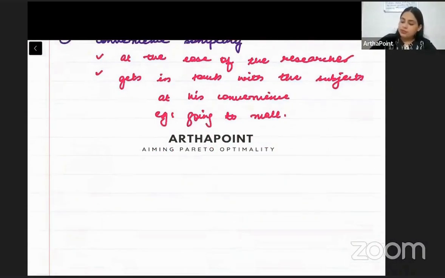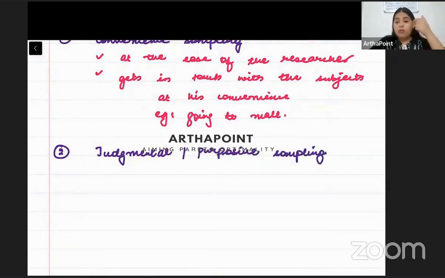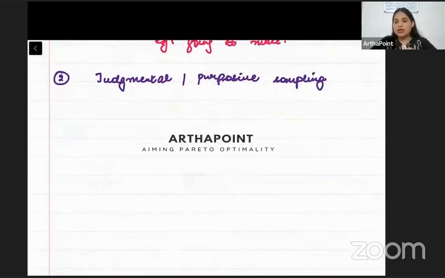Now the second one is called judgmental sampling, and it is also known as purposive sampling. When I talk about it, देखो, word से ही हमेशा याद रखनी है चीजें. So judgmental comes from the word judgment. Purposive comes from the word purpose. मतलब क्या? मतलब you are going ahead and you are doing sampling at your discretion.